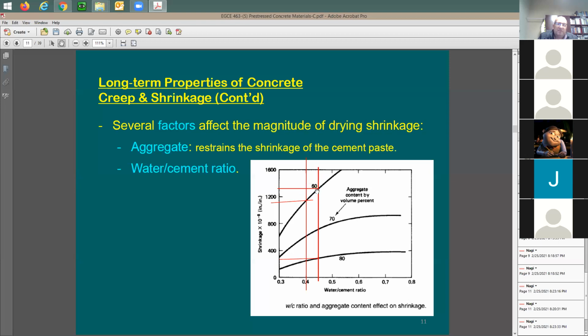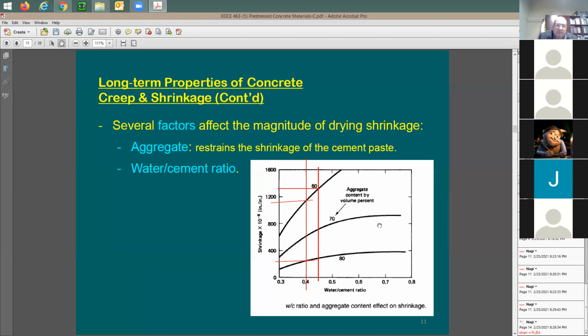Look at this. You can use 60% with 0.45, which is very common. You can get over 1,200 microstrain. But a good idea maybe is to go to 80% and try to go to 0.4. Look what happened. How much did you cut? A lot. Maybe a quarter. It's worth it, isn't it? So it's going to be all about the concrete mix that you use here.